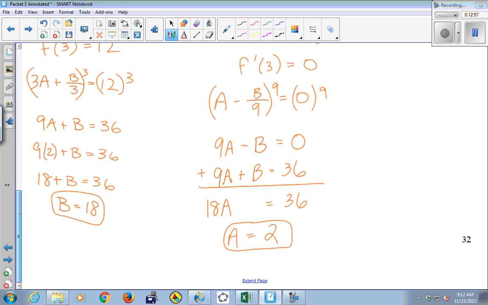Okay, so my final function is f of t is 2t plus 18 over t. Just replacing a and b with the numbers we solved for.